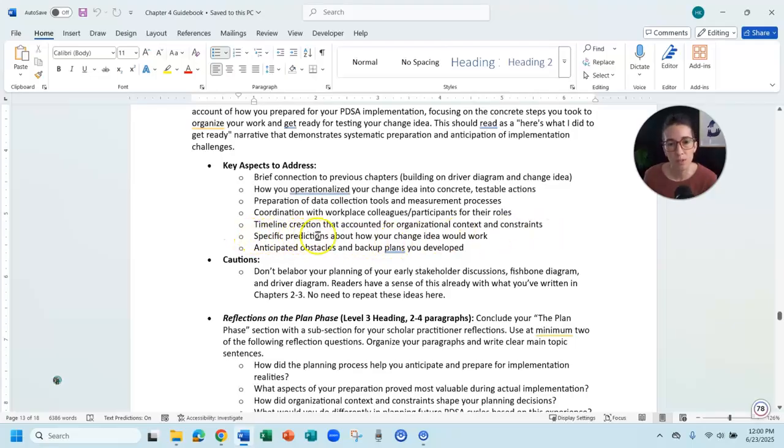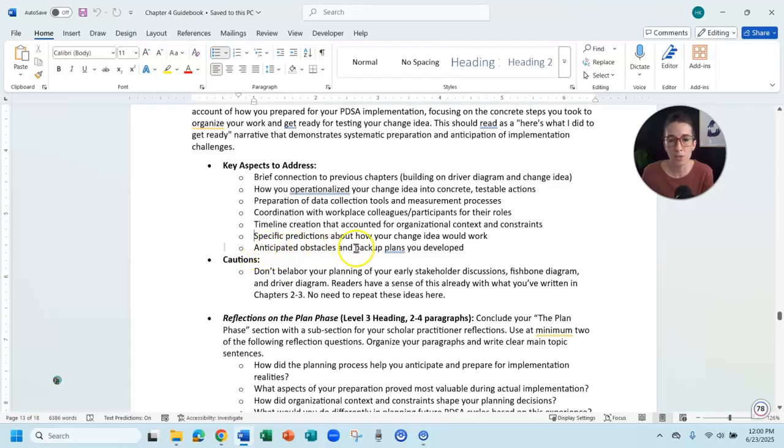If you had any specific predictions about how your change idea would work, this is where you can be transparent about that, because later on we'll actually see, did the change work? And it is okay for you to have certain predictions or hopes and then to find something different. That is very much part of this process.